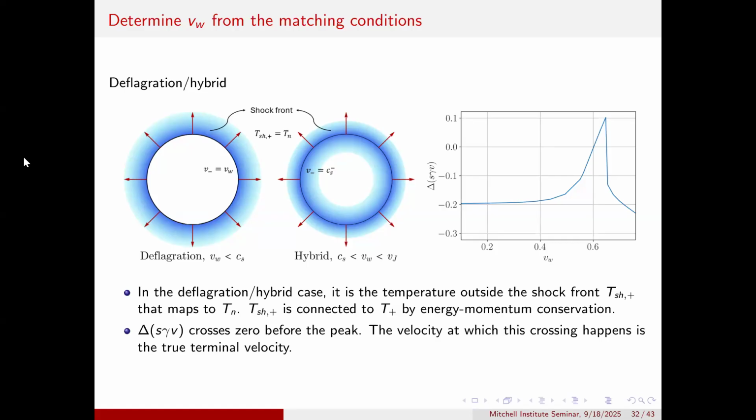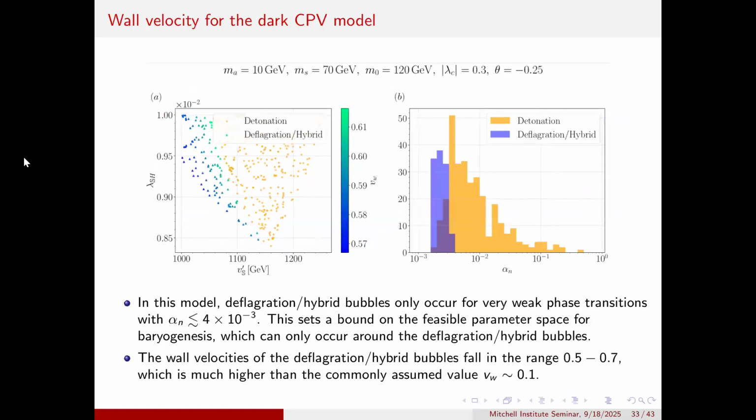in the LTE approximation. So now we use this method to calculate VW for our dark CPV model for a particular benchmark. And this is a parameter scan. The color shows the VW for the deflagration and hybrid points. And we also have a bunch of detonation points, which don't have a terminal VW.